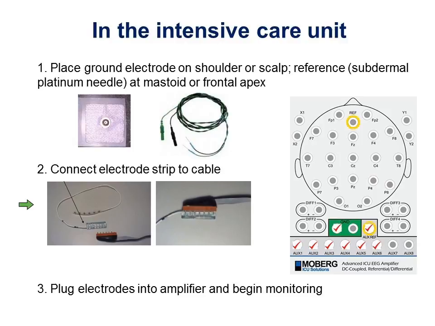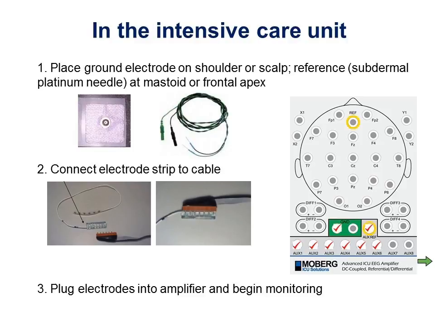Once the patient returns to the intensive care unit, the procedures are pretty simple. The first thing you do is place a ground electrode, which can go on the shoulder or on the scalp, and then also to place a reference electrode, which is typically a subdermal platinum needle that gets placed at the mastoid or the frontal apex. Here's one of the subdermal needles shown here. You then connect the lead wire from the electrode strip to a ribbon cable that then gets plugged into the amplifier, and then plug all of the leads into the amplifier and you can begin monitoring.